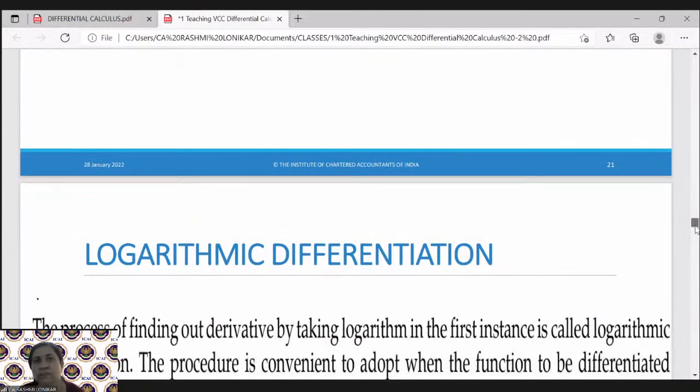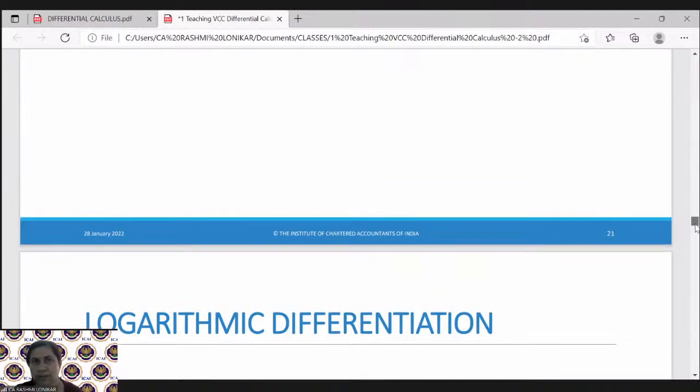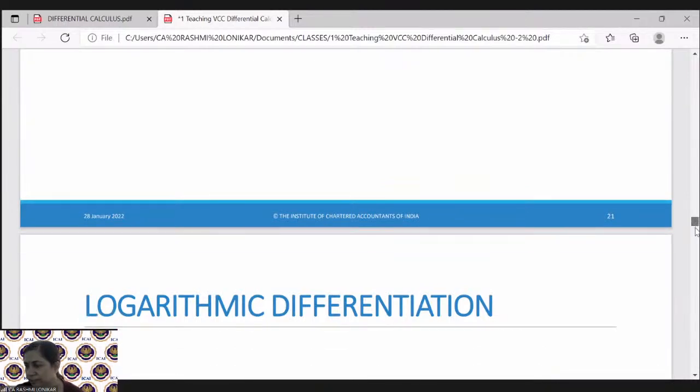So try them. If you still have any problem with the two sums, the sums are given in the PDF that I have uploaded. Okay, this presentation is already uploaded. So try them. If you still find problems with parametric, I will take it next time.